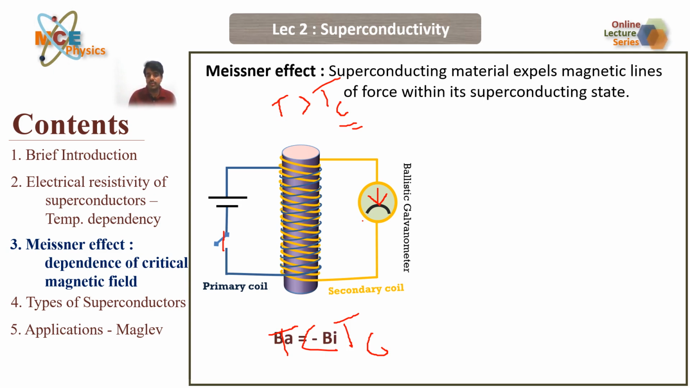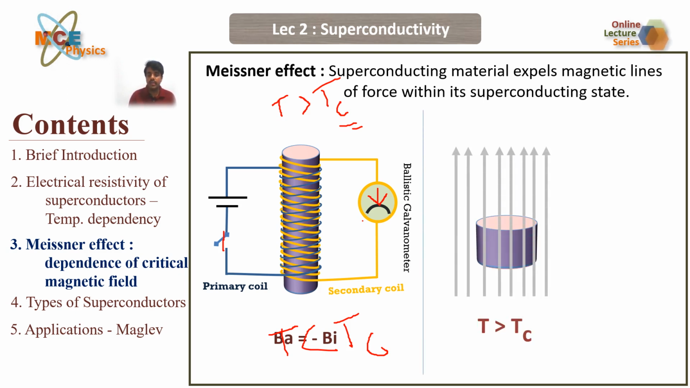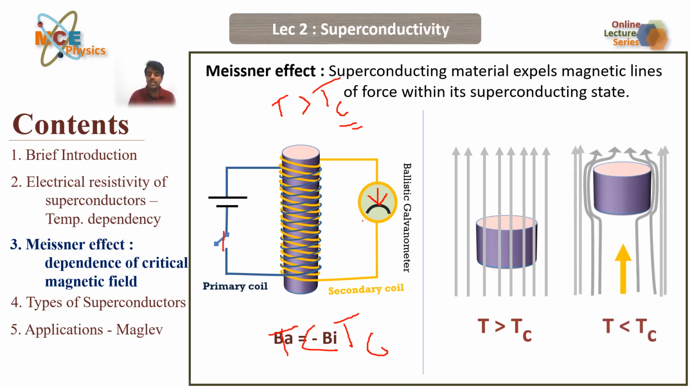This is how it looks on the right side. There is a superconducting material, and above the critical temperature Tc, magnetic lines of force penetrate through this material. But after the temperature falls below Tc, the material starts to expel magnetic lines of force. That is why there are more magnetic lines of force outside of this material, more flux density outside of the body, and that is why there was some deflection in the ballistic galvanometer.